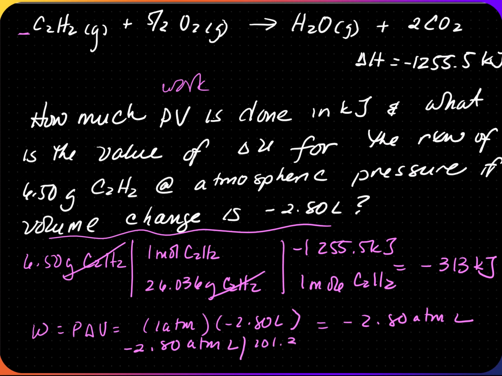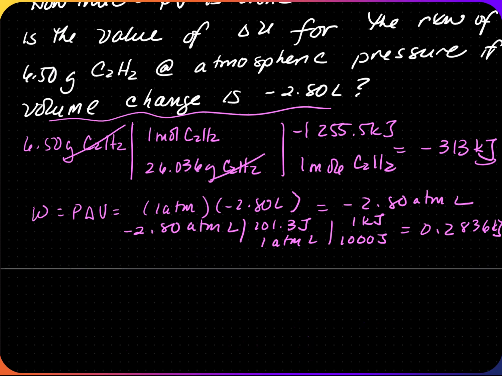There's 101.3 joules per 1 atm liters. And since this is in kilojoules, we're going to convert this into kilojoules. There's 1000 joules in 1 kilojoule. This is equal to 0.2836 kilojoules. So the internal energy, delta U, is equal to delta H plus work.